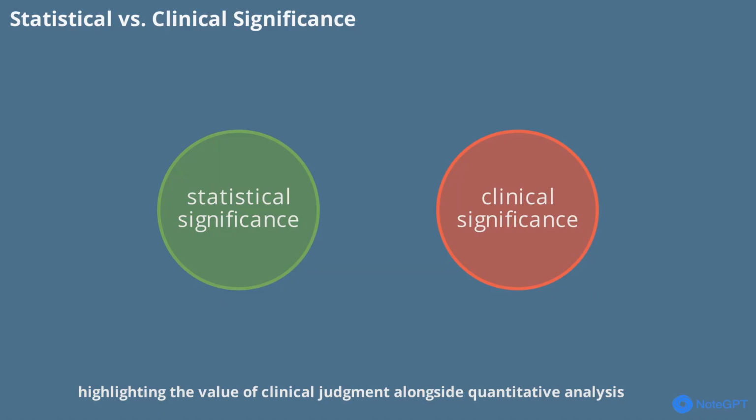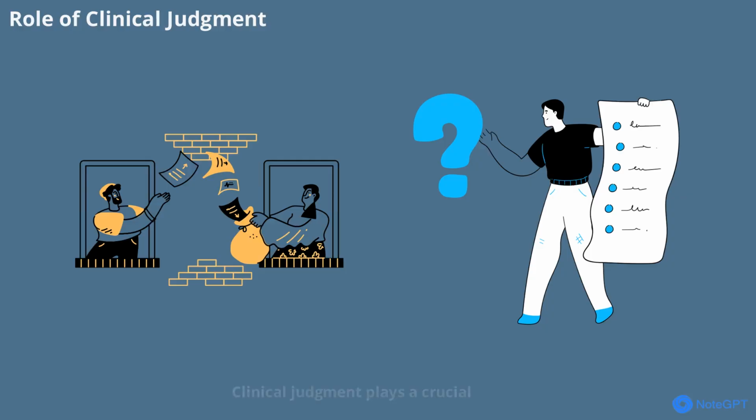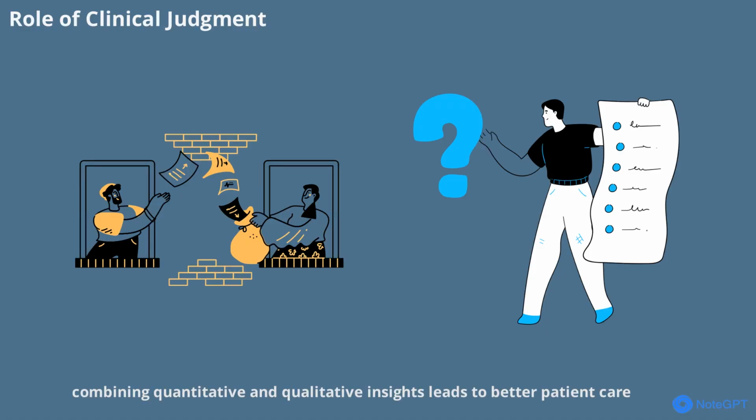alongside quantitative analysis. Clinical judgment plays a crucial role in interpreting neuropsychological assessments. While statistical analysis provides objective data, clinicians must also consider the real-world impact of deficits on a patient's daily functioning. This holistic approach ensures that important issues aren't overlooked simply because they don't meet strict statistical thresholds. Ultimately, combining quantitative and qualitative insights leads to better patient care.